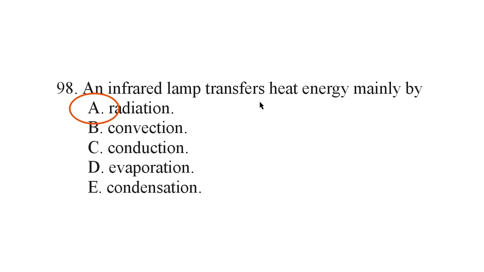An infrared lamp transfers heat energy mainly by radiation, not convection, that's air currents or sometimes water currents, not conduction, that's direct contact, as in, for example, a hot burner contacting a kettle of water on your stove. It conducts heat into the water. Evaporation? Well, no, that doesn't have anything to do with an infrared lamp, nor does condensation.